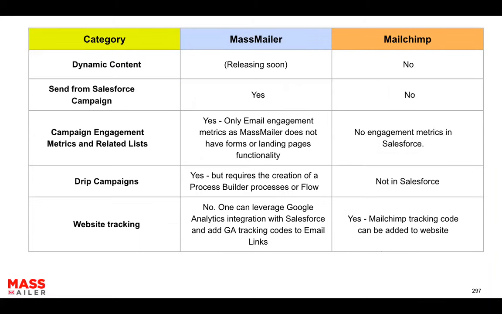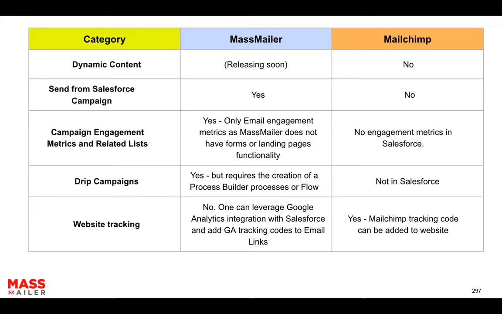Dynamic content, it is possible now in MassMailer, getting released this week. That's already available, dynamic content. Mailchimp, no, that's not possible. And sending from a Salesforce campaign object, that's possible in MassMailer, but Mailchimp, it's not possible.